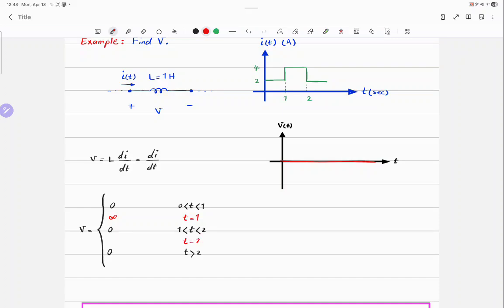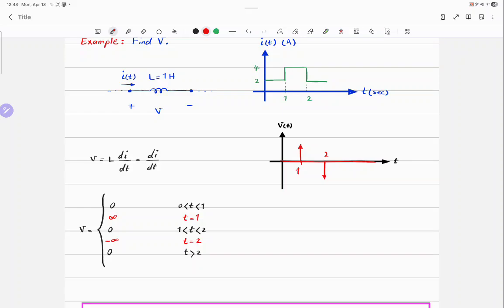What about t equals 2? Negative infinity. So that plot is not complete. This is 1, this is 2. This is how I represent it. This is a very important function in engineering and physics.